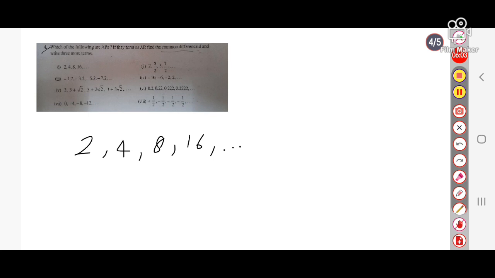But if it is an AP, we need to proceed. Before that, for checking whether it is an AP or not, we need to find the common difference. There is no other go. 4 minus 2 is 2. Again 8 minus 4 is 4.